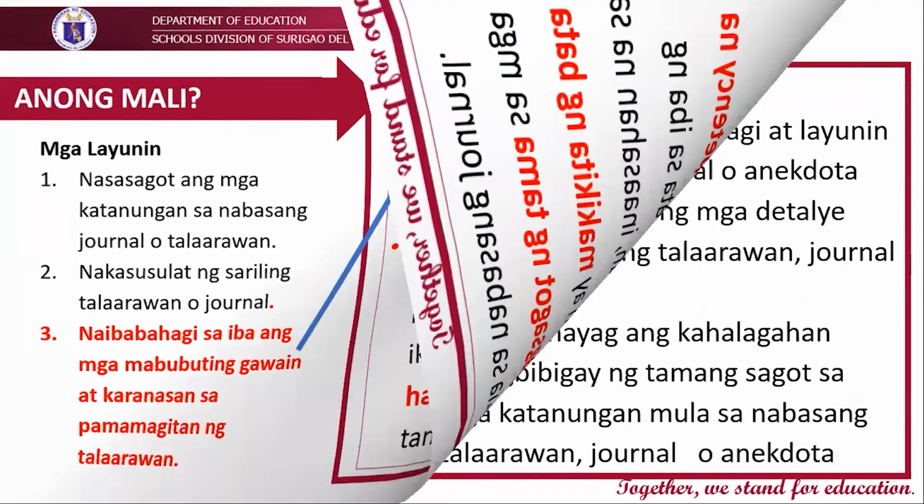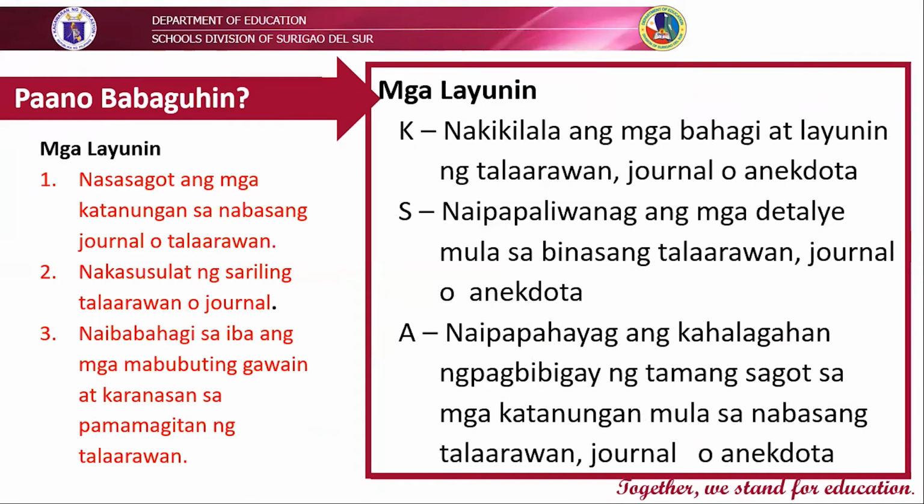So how will we improve our objectives? First, we need to write it in KSA. The knowledge objective, which is nakikilala ang mga bahagi at layunin ng tala-arawan, journal o anekdota, will allow learners to understand the purpose of journal and anecdotes so that they can get key points on how to answer questions.